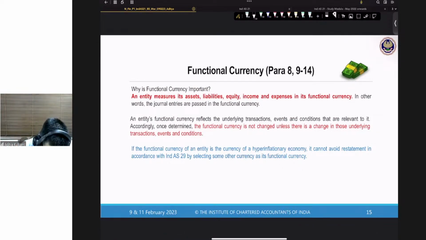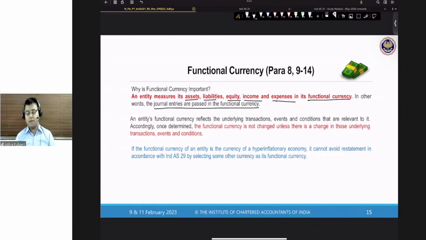So why do I need my functional currency? It measures its assets, liabilities, equity, income, expenses. Everything is measured in the functional currency. In other words, the journal entries are passed in the functional currency. An entity's functional currency reflects the underlying transactions, events, and conditions relevant to it. Once determined, the functional currency is not changed unless there is a change in those underlying transactions, events, and conditions.